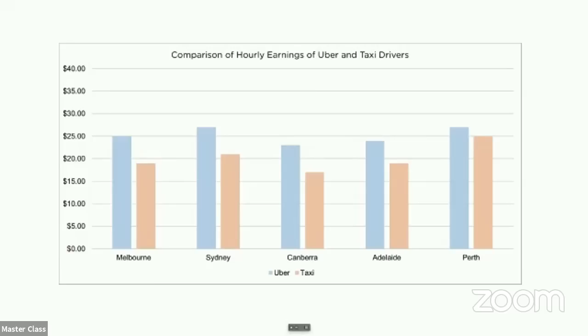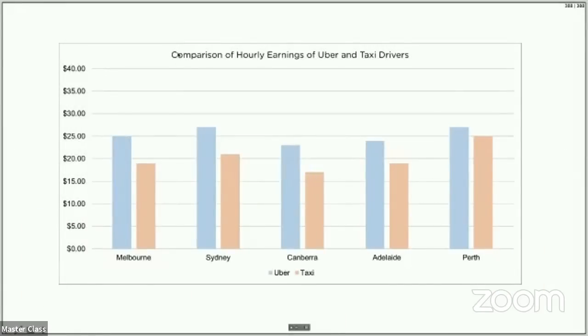You can see the heading. It says comparison of hourly earnings of Uber and taxi drivers. Okay, fine. Let's look at the x-axis first. So we've got capital cities: Melbourne, Sydney, Canberra, Adelaide, and Perth. And you can see the Ubers are blue and the taxis are, let's just call this orange. Fine. And here on the y-axis, we can see the hourly rate of pay in dollars.